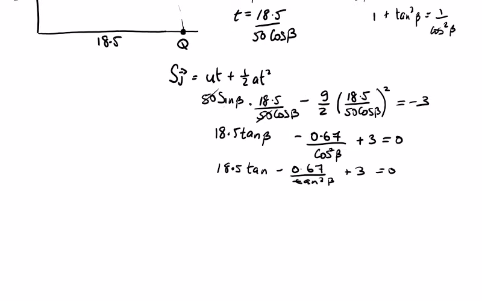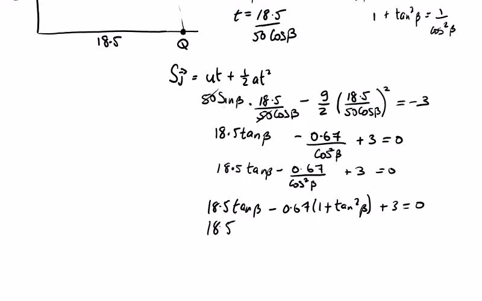Sorry, I should have put that's 1 plus tan squared. So we've got 18.5 tan beta minus 0.67 by 1 plus tan squared beta. Just be careful rearranging these. Plus 3 is equal to 0. 18.5 tan beta minus 0.67 minus 0.67 tan squared beta plus 3 equals naught.